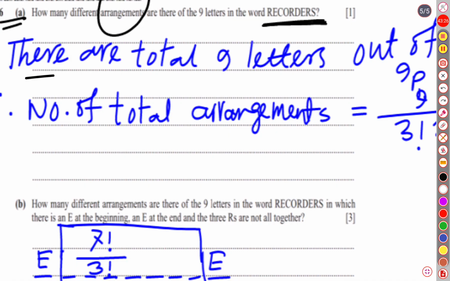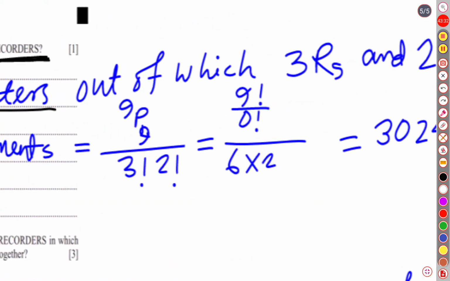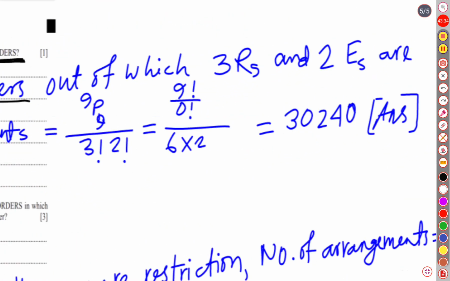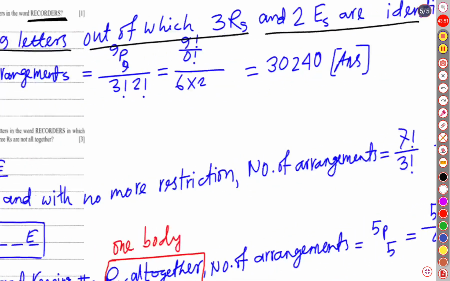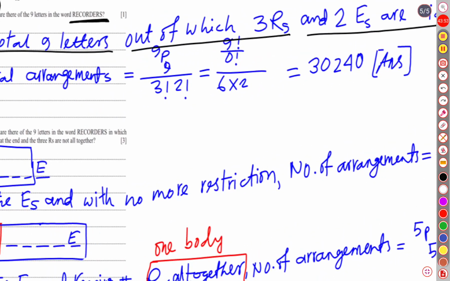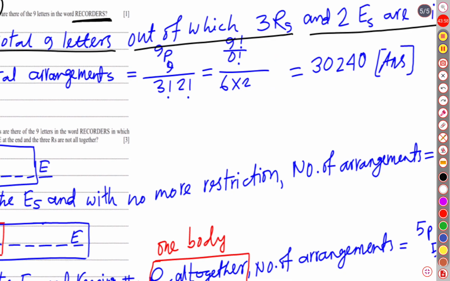So there are total 9 letters, out of which 3 R's and 2 E's are identical. That means if there are identical letters, they will also be calculated and considered properly. Let's see how to do this. Total, we are arranging 9 letters. So the number of arrangements, let me show the writing.